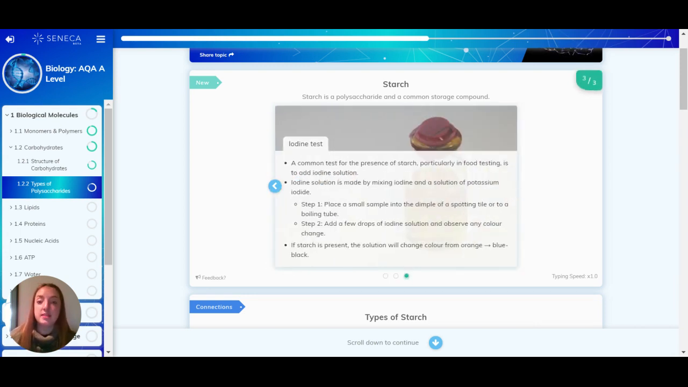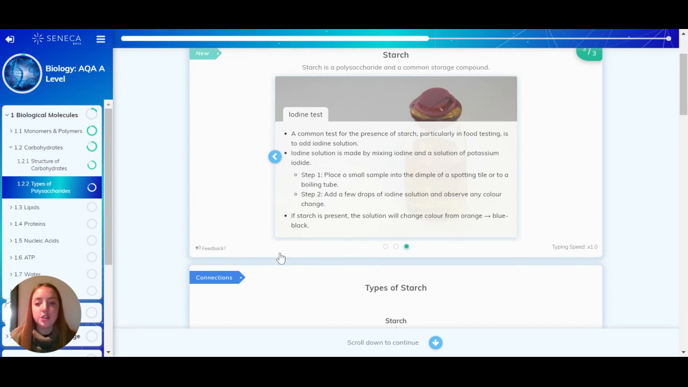How would we test for the presence of starch? Well, one thing we can do is to add an iodine solution. You can make an iodine solution by mixing iodine and a solution of potassium iodide. So you place a small sample into the dimple of a spotting tile or in a boiling tube, and then you add a few drops of the iodine solution and see if any colour change happens. If starch is present, the solution will change from orange to blue or black.